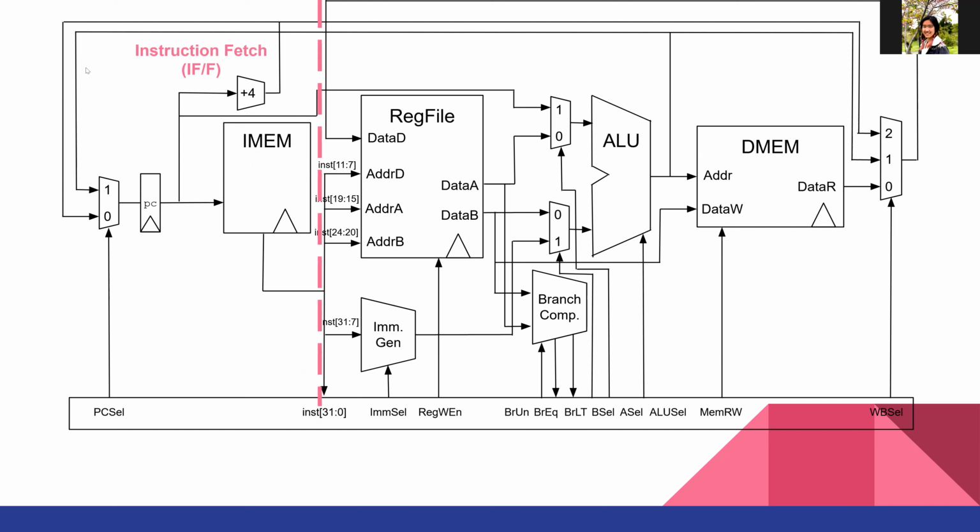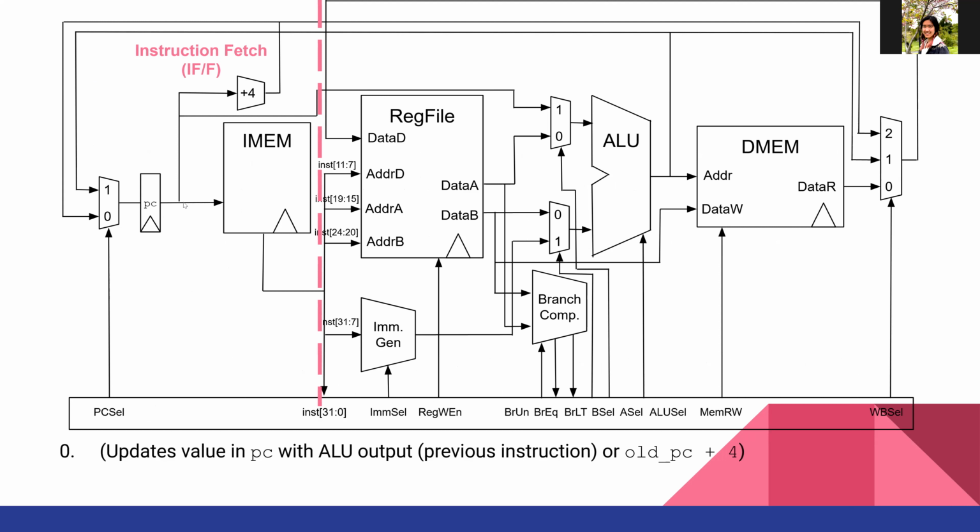sort of ends approximately between IMEM and register file. And the reason for that is because, well, what happens here is our first stage kind of updates the value in the PC with the ALU output or the old PC +4. So we can see how this is kind of wired. We have a mux right here, or a multiplexer. And what that does is basically it says, okay, so I have 2 or more values that I want to pass out, and I want to choose between one of them.